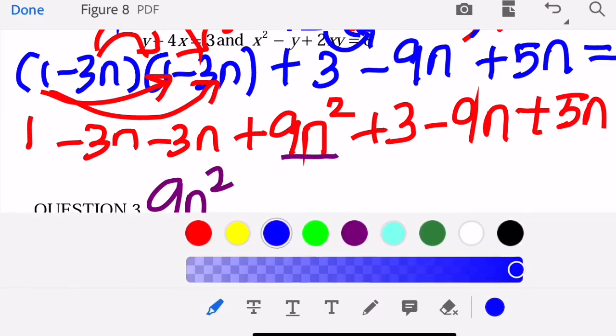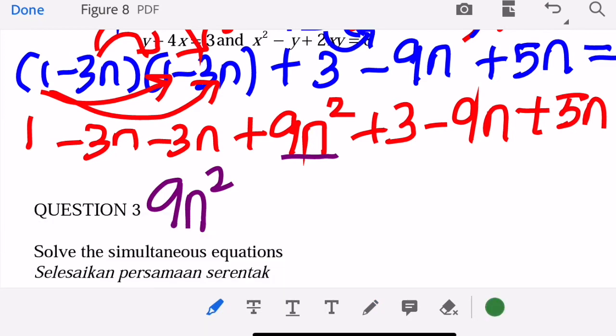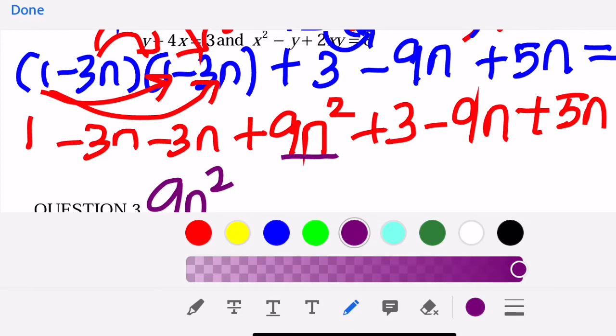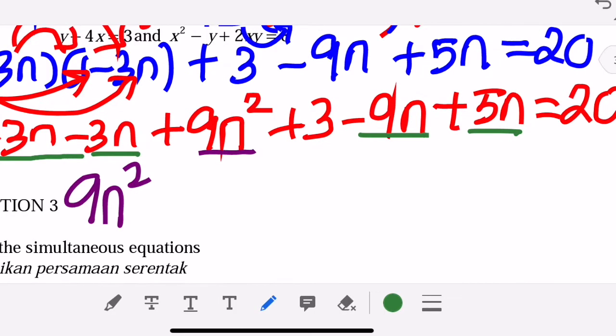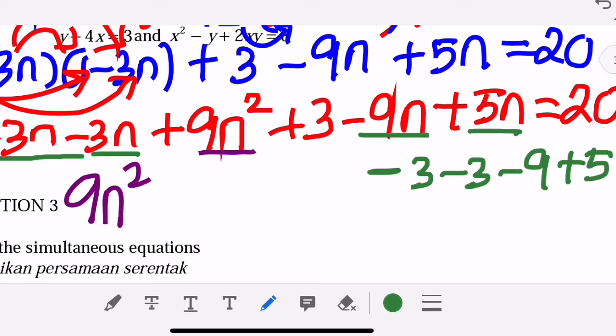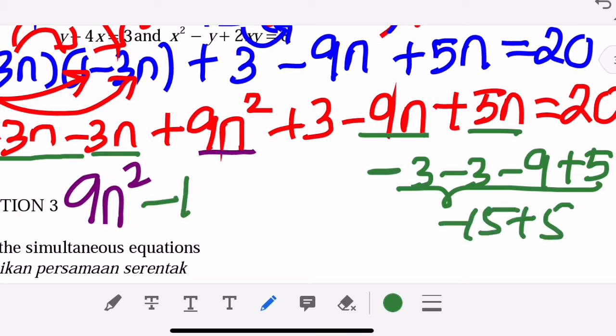Then after that I will simplify the like terms, followed by this one, negative 9n plus 5n. So I just look at the number. You can actually press your calculator if you want: negative 3 minus 9 plus 5. We simplify the number. So you get minus 15 plus 5, so it's minus 10. Don't forget the n. We focus on the number, then we copy back the n.